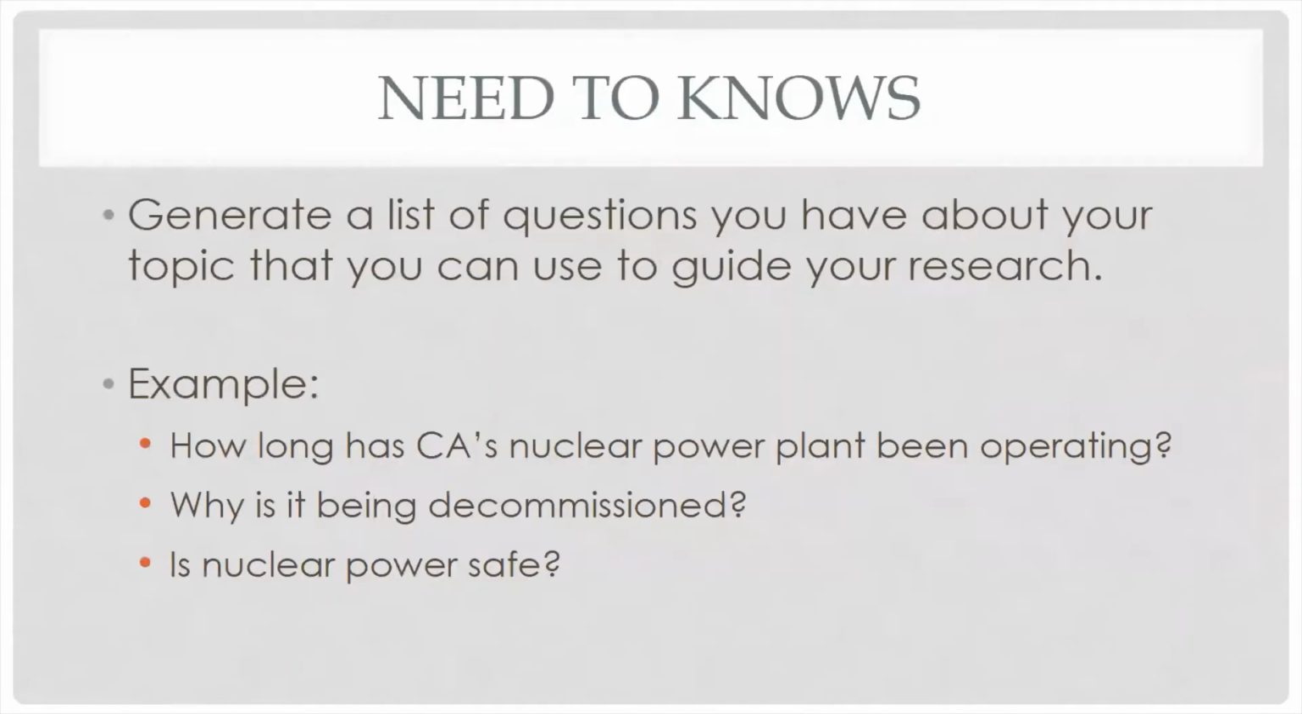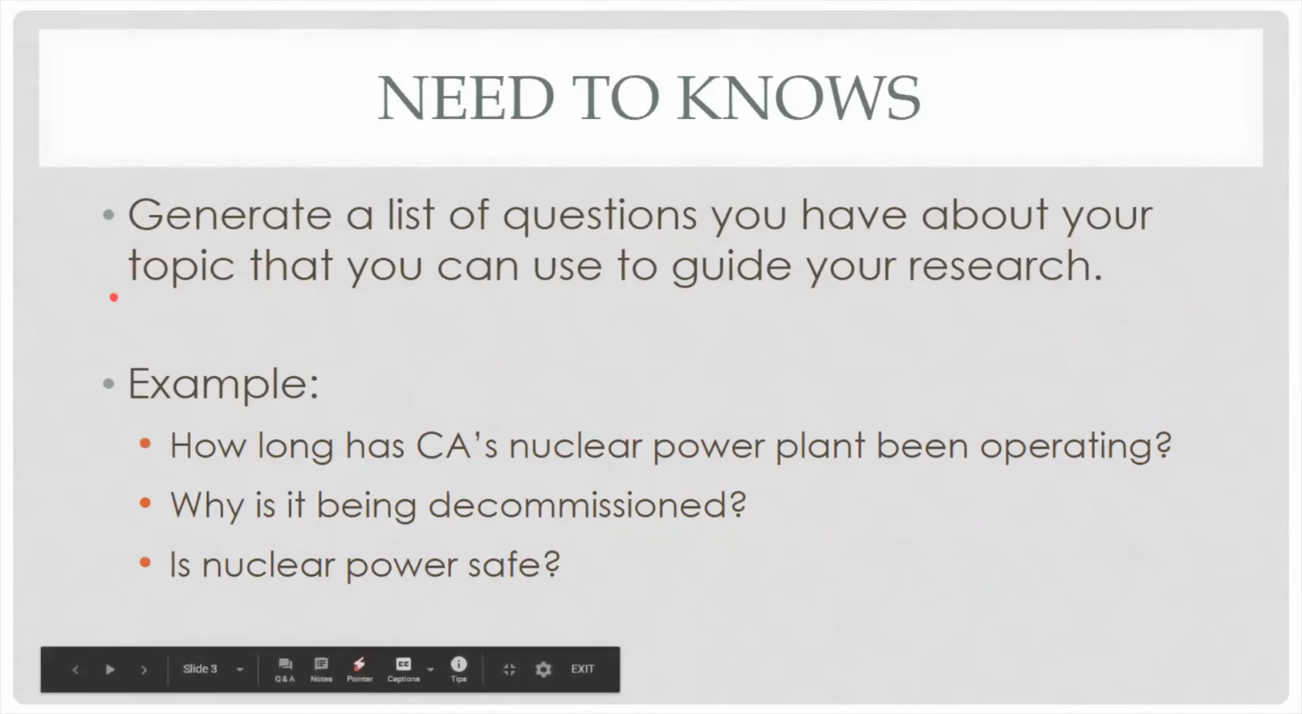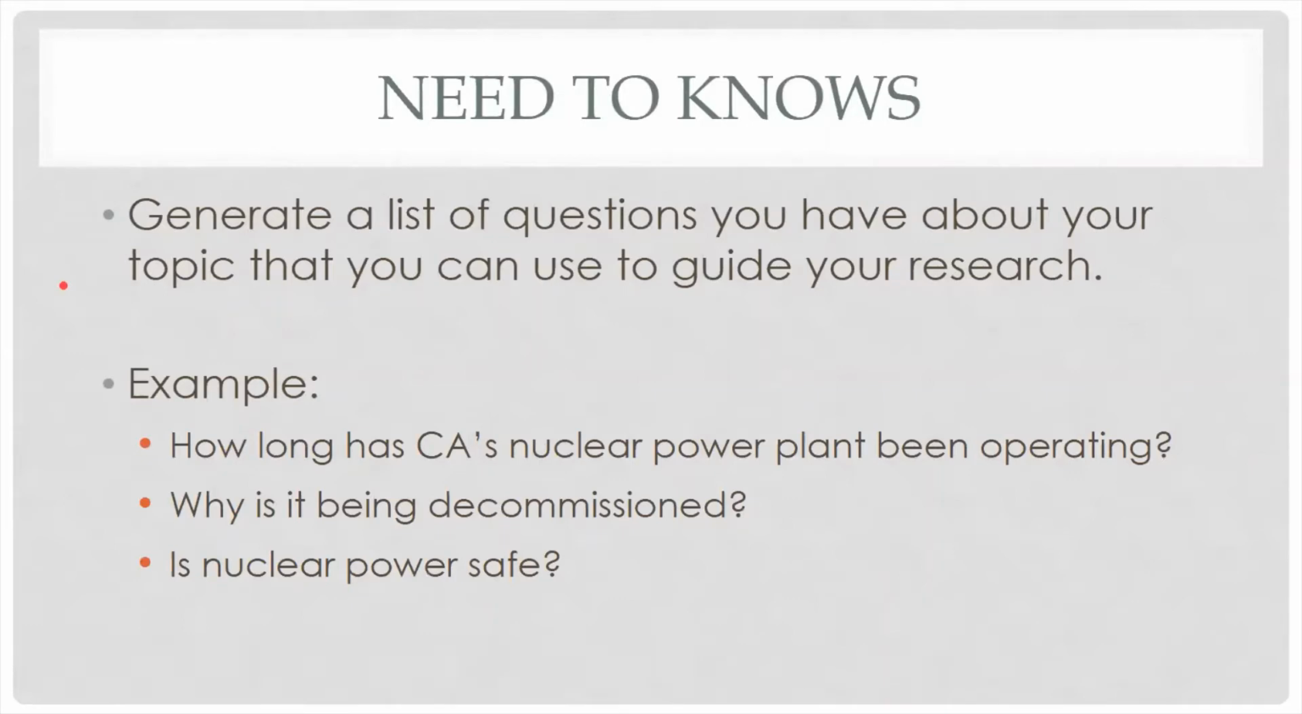Always when you start a research project, you should start with all the questions that you need to know or solve or research. So generate a list about the topic so that you can use them to guide your research. For example, if you're researching the pros and cons of nuclear power, you may ask yourself, how long has California's nuclear power plant been operating? Why has it been decommissioned? Is nuclear power safe? And by looking these questions up, you can shape and guide the research.